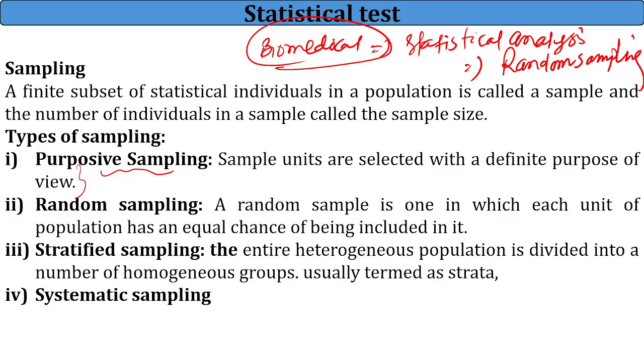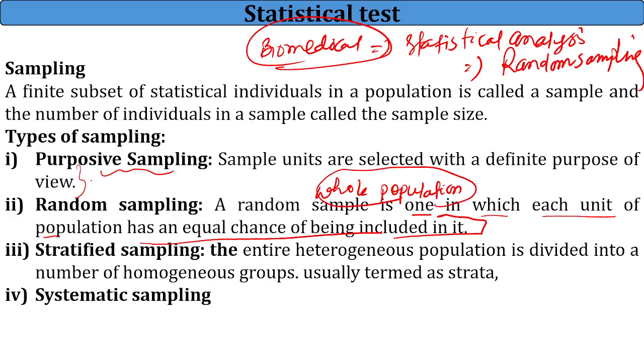Because in biomedical work, by the definition itself, random sampling is one in which each unit of the population has an equal chance of being included in it. It means we're going to cover the whole population. But with purposive sampling, we take a targeted population based on the purpose, and we can't generalize for the whole population.